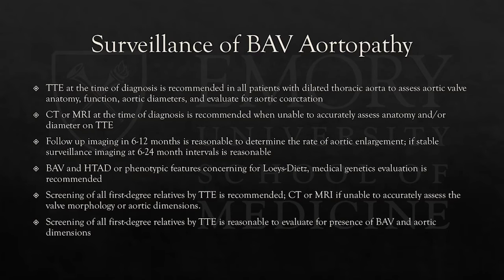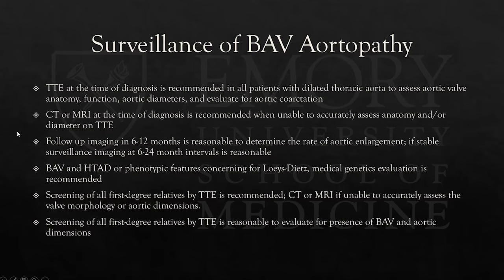So we get a patient in clinic that doesn't need surgery, doesn't meet criteria for surgery. What are the recommendations for surveillance on these patients? So in general, anytime someone's diagnosed with a bicuspid aortic valve or some sort of associated aortopathy, the recommendation is a TTE at the time of diagnosis in all patients across the board. And this is to assess for aortic valve anatomy, function, diameters, and what's oftentimes forgotten about is evaluate for aortic coarctation, although this is very rare.